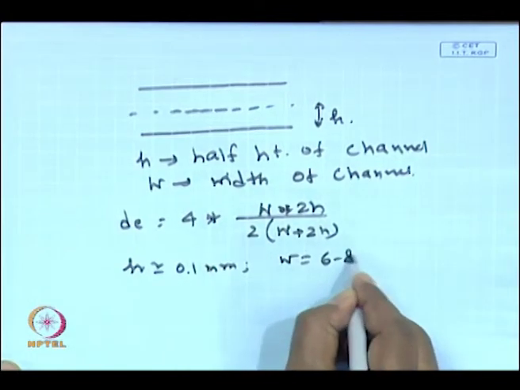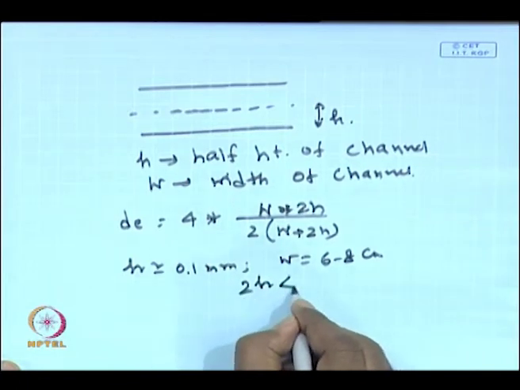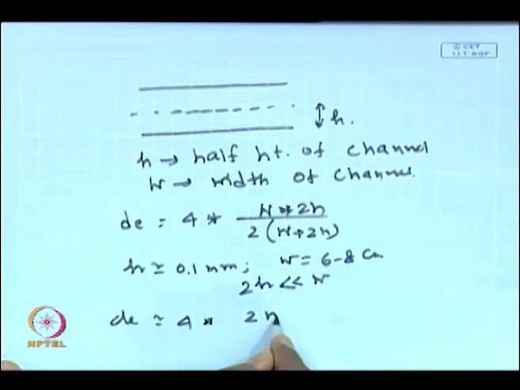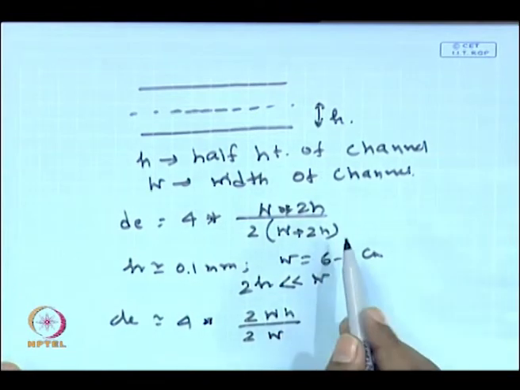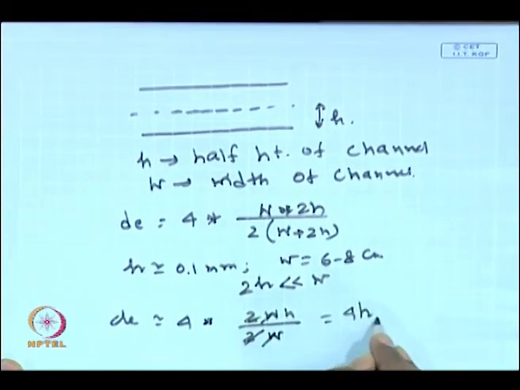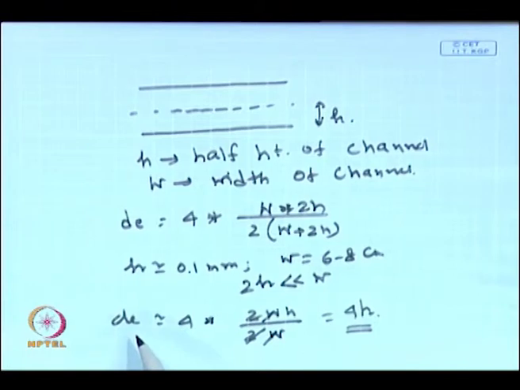Okay. So, therefore, 2H will be much less than W. Under this condition dE becomes 4 times 2WH divided by 2W. 2H will be negligibly small compared to W itself. So, 2W will cancel out, and dE will be roughly 4 times the half height. So, if you know the half height of the channel, that is the geometric specification of the channel, you can find out the equivalent diameter.